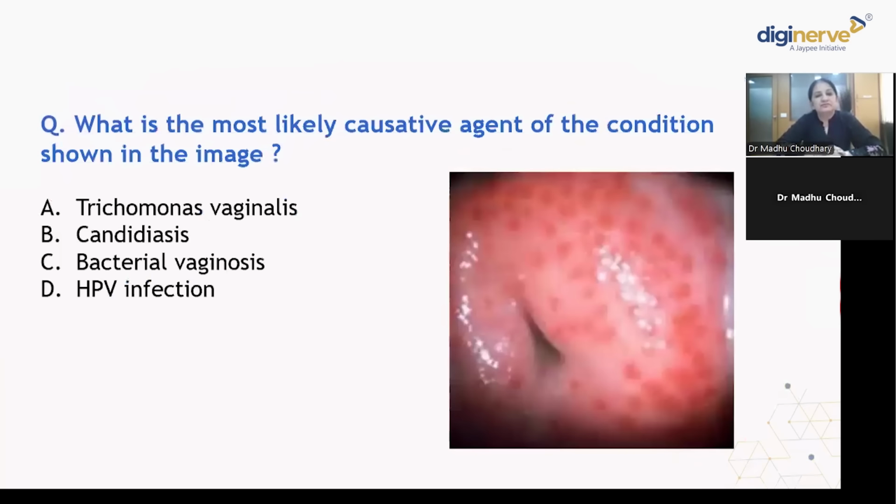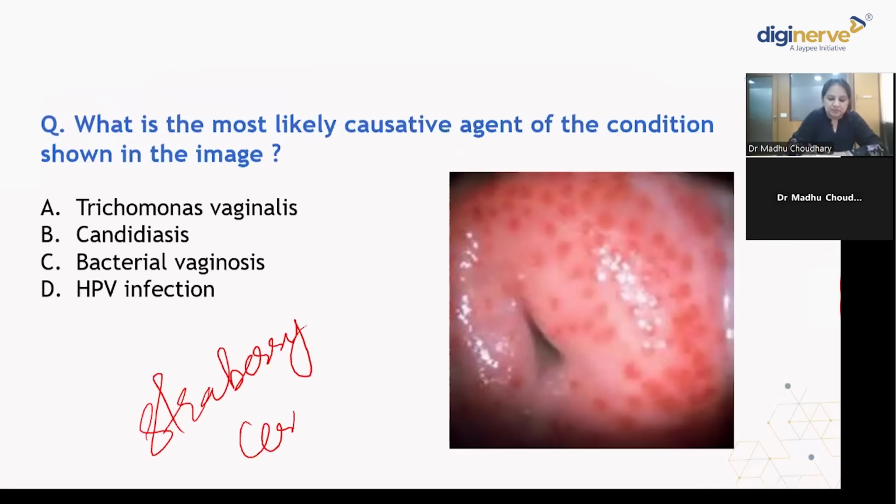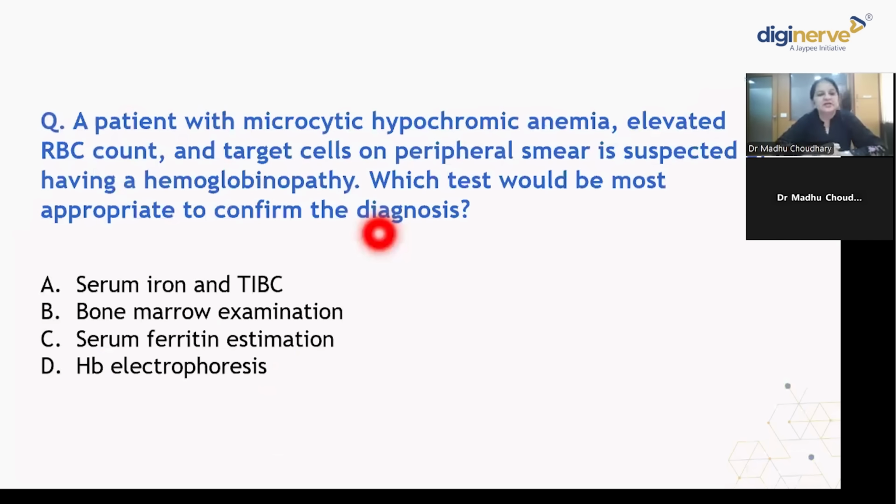Which is the most likely causative agent of the condition shown in the image? What is this image? This is a strawberry cervix. And the causative agent is, yes, Trichomonas vaginalis. Very straightforward. If you can identify it's a strawberry cervix, then Trichomonas vaginalis is the direct answer. All right, now moving on to the next question.